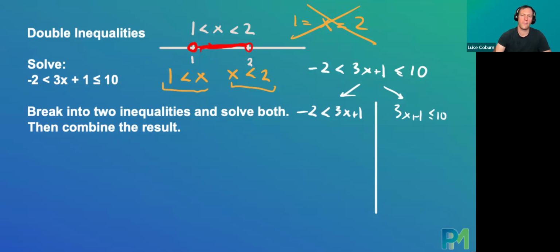So let's bring all of the numbers to this side. So we have -3 less than 3x. And now I'll divide across by the 3. -1 is less than x, and we're done.